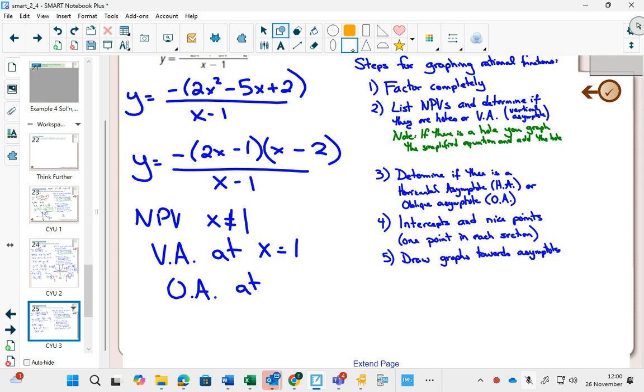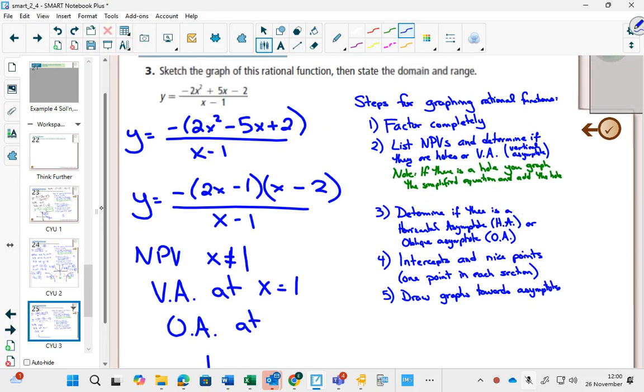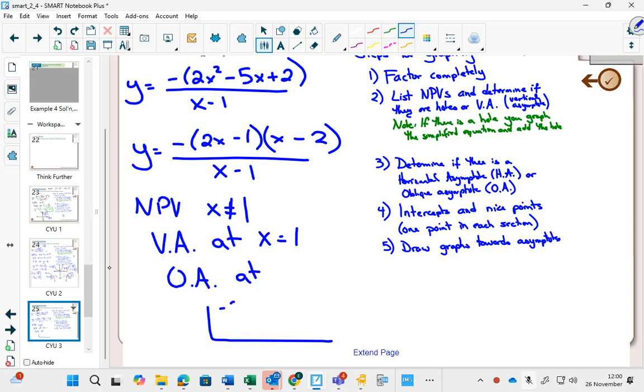And we find our oblique asymptote with synthetic division. So the original equation was negative 2, 5, negative 2. We're dividing by x minus 1, so that would be a plus 1 outside. Bring down the negative 2. Multiply and add. Multiply and add.